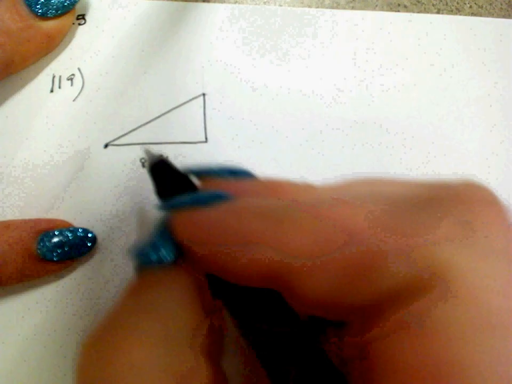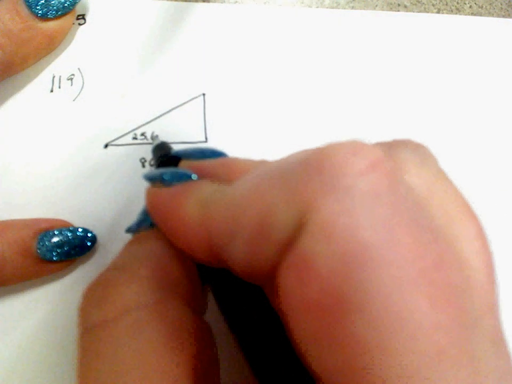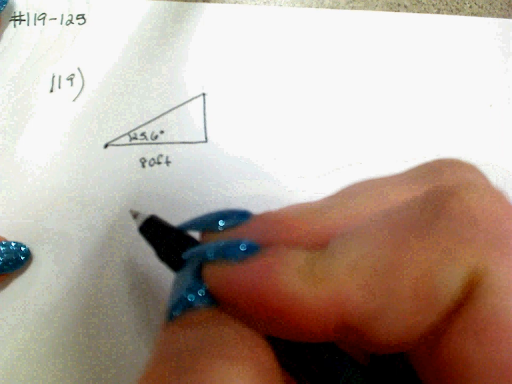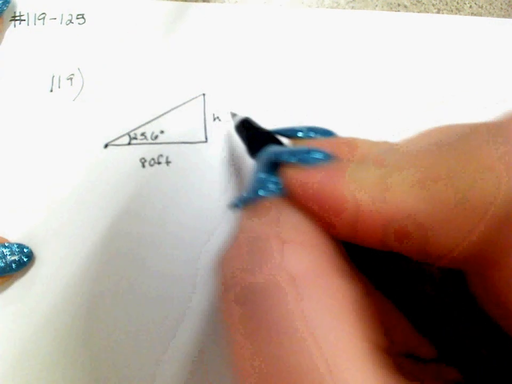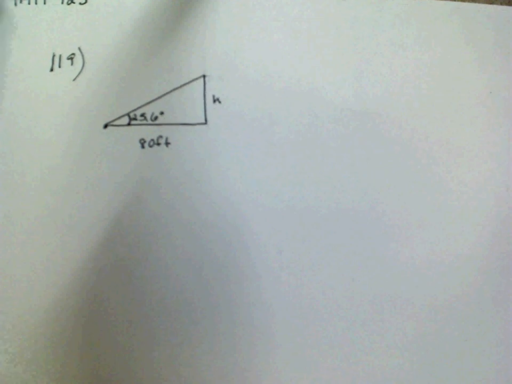The angle of elevation is 25.6 degrees. Approximate the height of the building to the nearest foot. So we're trying to find the height given the angle of elevation and the 80 feet.